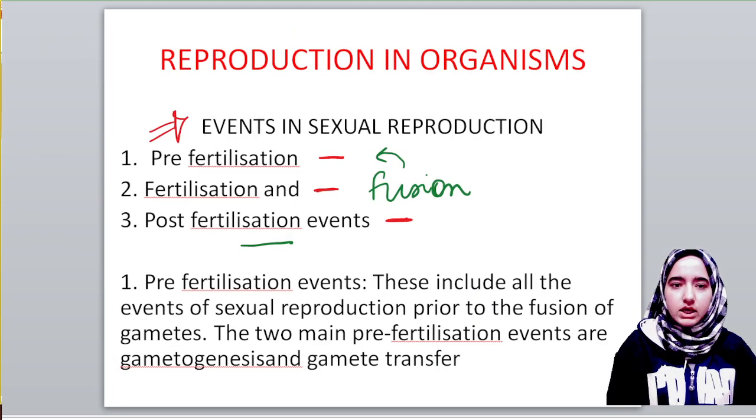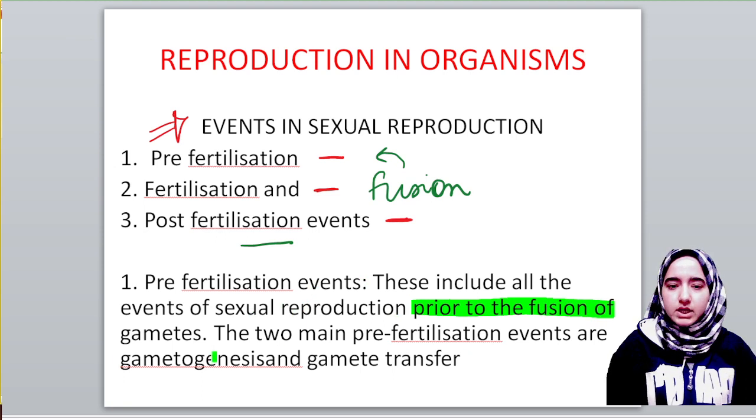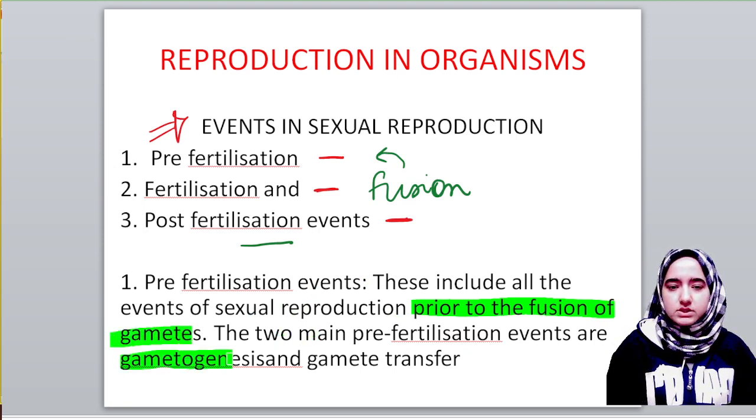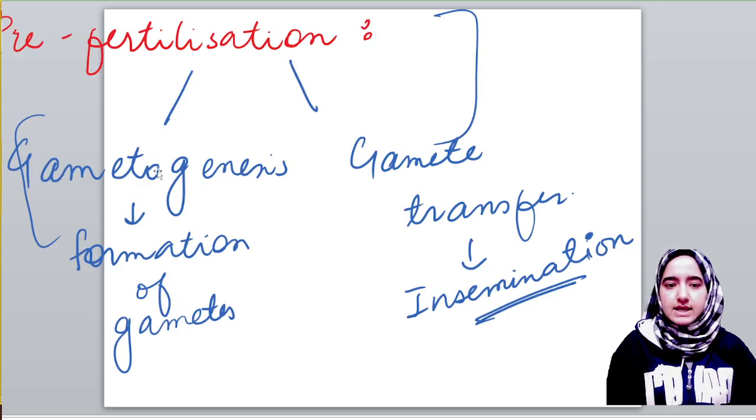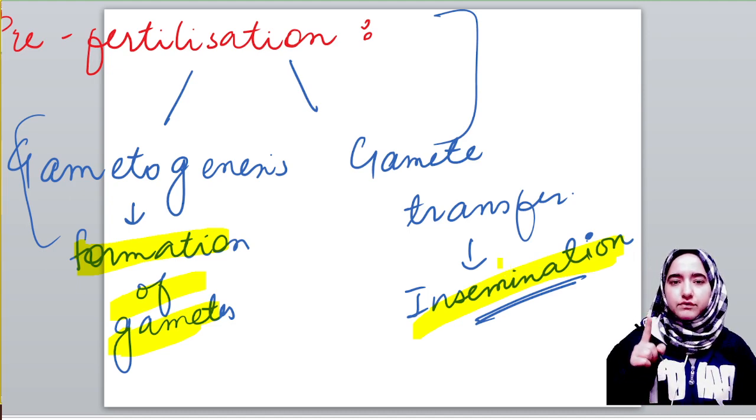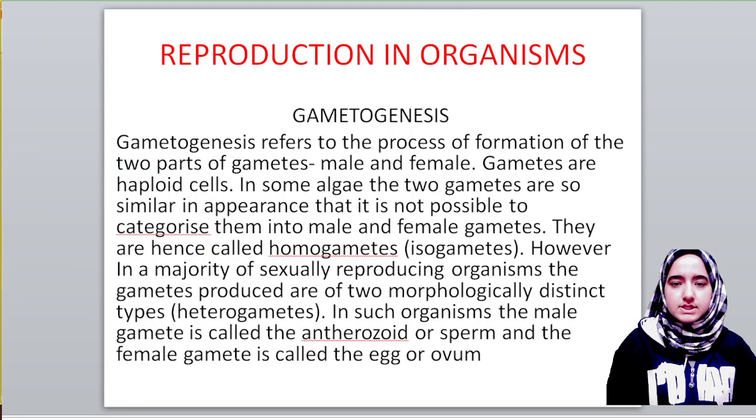We will see its definition. Pre-fertilization events include the events prior to the fusion of gametes. There are two main pre-fertilization events: first one is gametogenesis and another one is gamete transfer. Gametogenesis simply means formation of gametes, and gamete transfer means insemination, when the male deposits his sperm into the genital tract of the female. I hope this concept is clear.